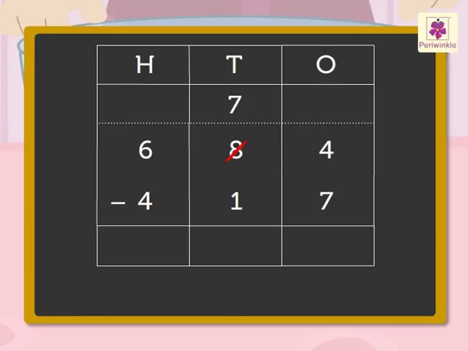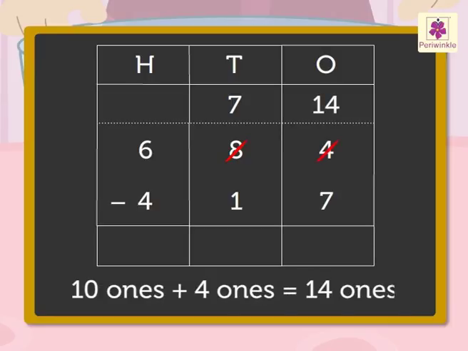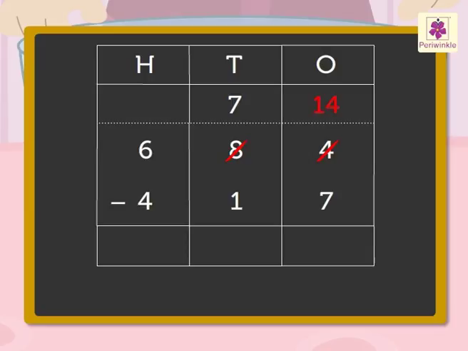Now we have 10 plus 4 ones, that is 14 ones. Therefore, 14 minus 7 is equal to 7 ones. Now, subtract the tens. That is, 7 minus 1 is equal to 6. Lastly, subtract the hundreds. That is, 6 minus 4 is equal to 2.